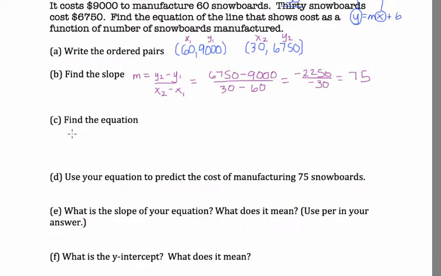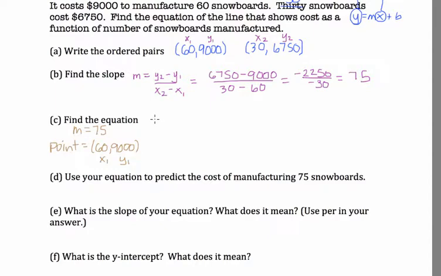Okay, back up top. Let's do part C, find the equation. We'll use point slope form for this because we have the slope and we have a point that's on our line. So we already know that our slope is 75, and that we also need for point slope form a point on our line. I'll just pick 60, 9,000. The numbers look easier. So that'll be my x1 and my y1. I could have picked the other one just as easily.